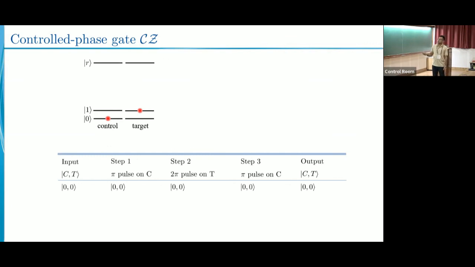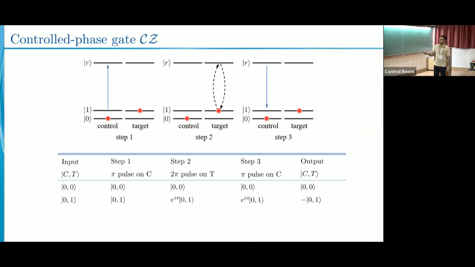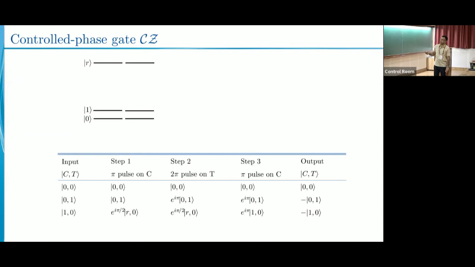Now let us put the atom here. Again, this is 0, nothing will happen. I'm applying the same sequence of pulses. Because now the atom is here, it goes up and comes back with a 2π phase. So finally this minus 0, 1 is coming. Then again, if I take the atom here, then again the minus will come here. And in the last stage, suppose I put both the atoms in 1, 1.